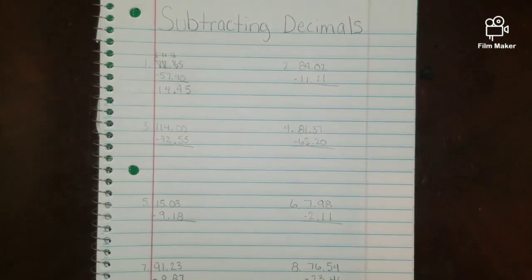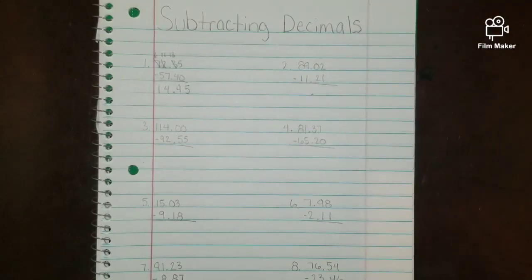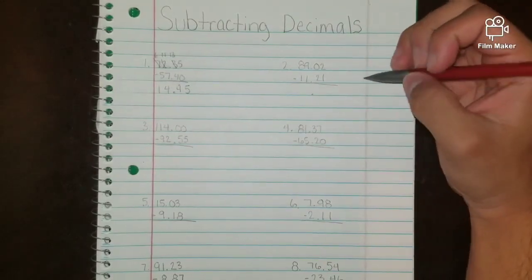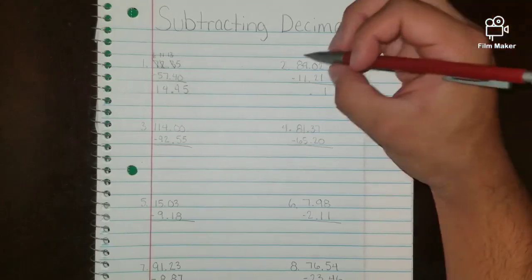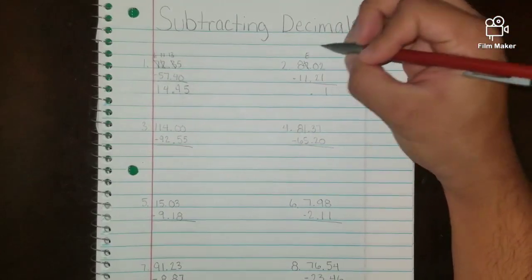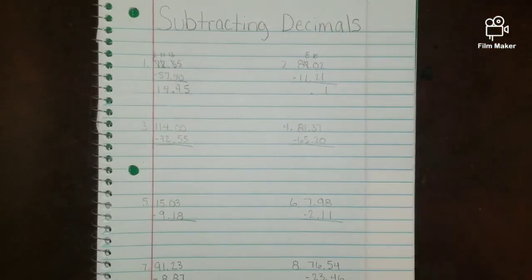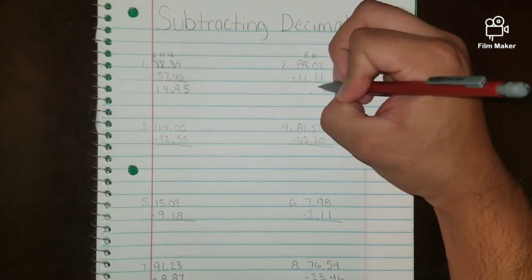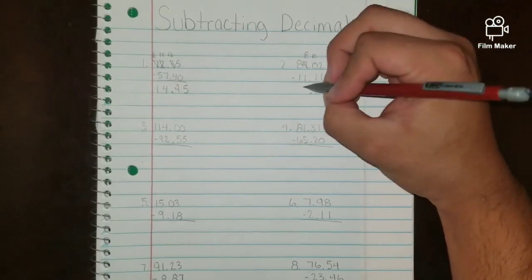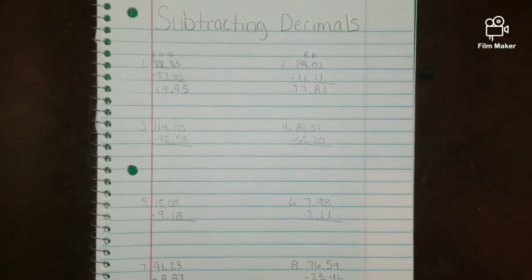For our next one, we have 89.02 minus 11.21. So we bring down our decimal point, and now we subtract. 2 minus 1 gives us 1. 0 minus 2, we cannot subtract that, so we borrow from the 9, which makes it an 8. And this makes the 0 a 10. So now we can subtract. 10 minus 2 gives us 8. 8 minus 1 gives us 7. And 8 minus 1 gives us 7 again, for our final answer being 77.81.